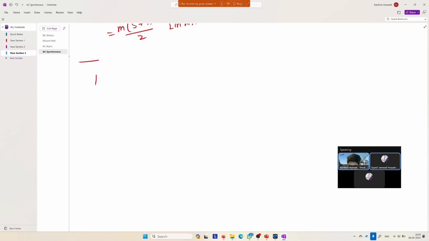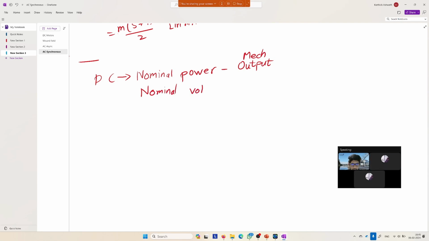So in DC, it's quite simple. Nominal is just the supply current, like nominal power is output power, which is mechanical power. Nominal voltage or current is the supply side. In DC, it's very simple. There is no complication because there is no delta or Y connection in DC.